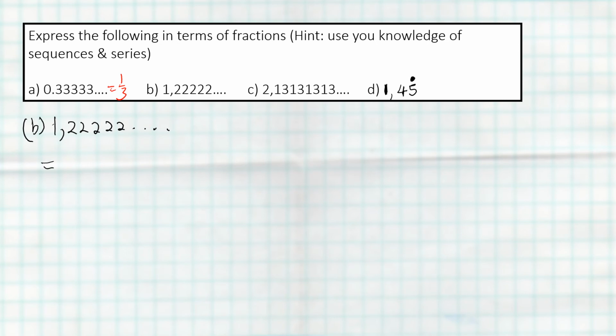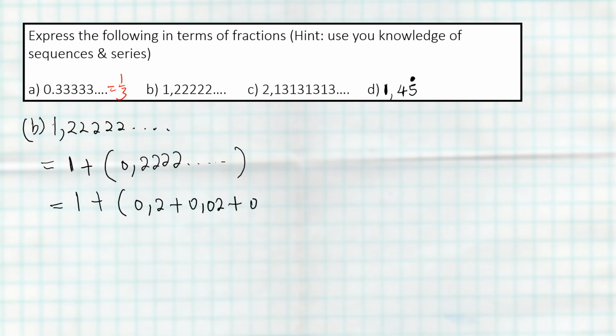What do I mean? When I rewrite it, it's going to be 1 plus, if I remove the 1, I'll be left with 0.2222 recurring, because 1 is not recurring. I just want to express this as a series because those are the ones that can be expressed in that sense. So it's 1 plus 0.2 plus 0.02 plus 0.002 plus 0.0002, like that, going towards infinity.